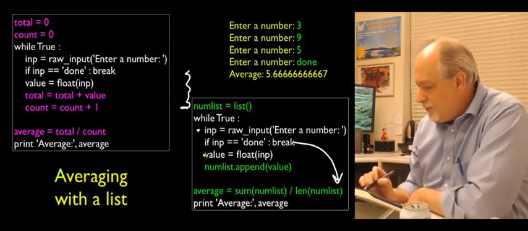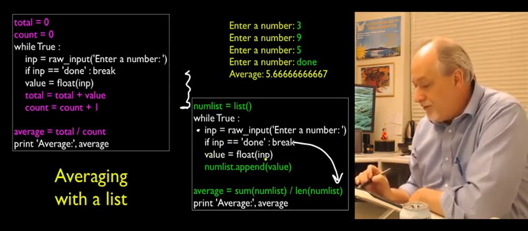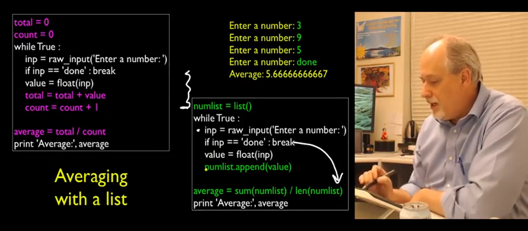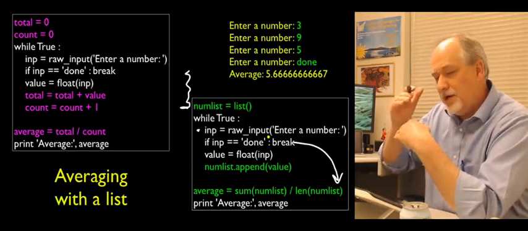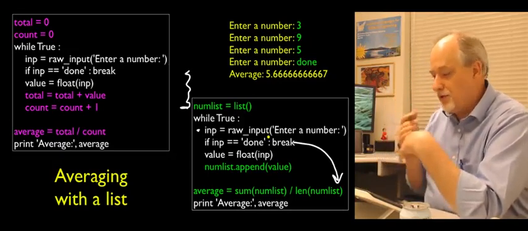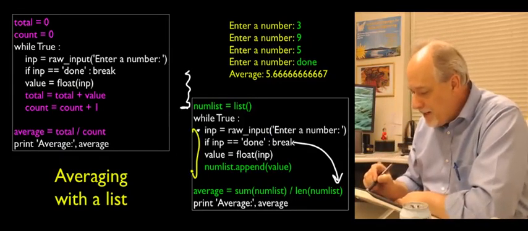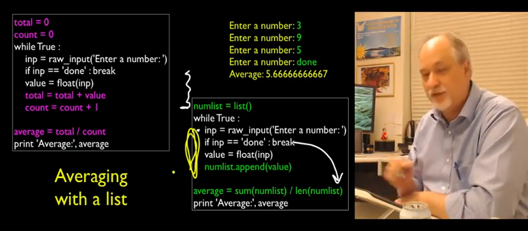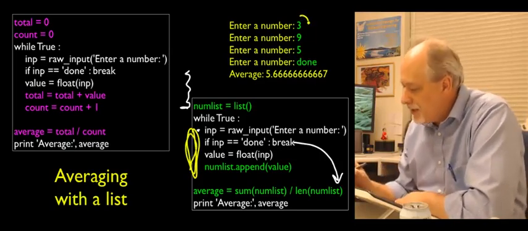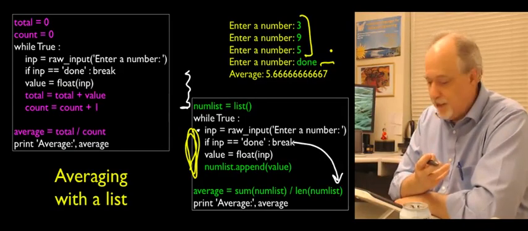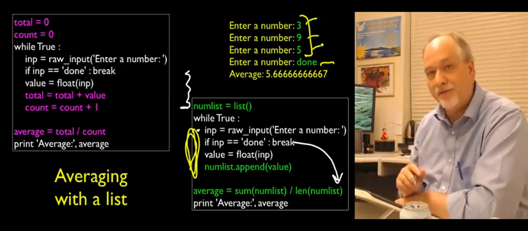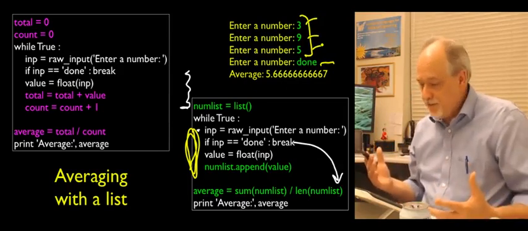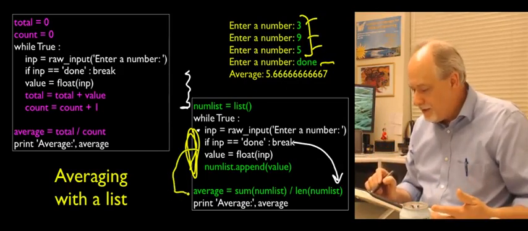Convert the input value to a float, and then append it to the list. So now the list is going to grow each time we read a number, however many times we add numbers. In this case, when we're at this point and we type done, there will be 3 numbers in the list, because we will have run append 3 times. We'll have appended 3, 9, and 5. We'll have them sitting in a list, and we will have exited the loop.